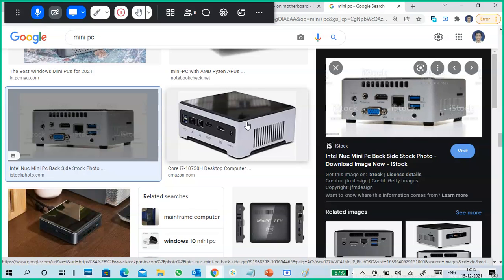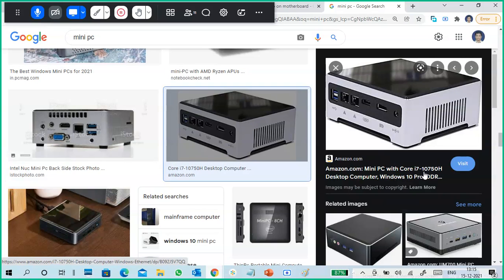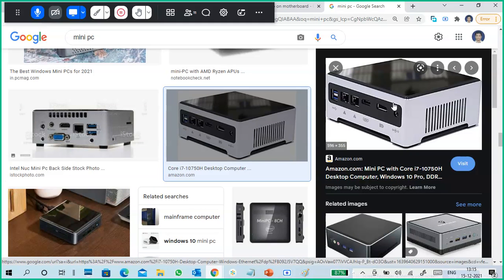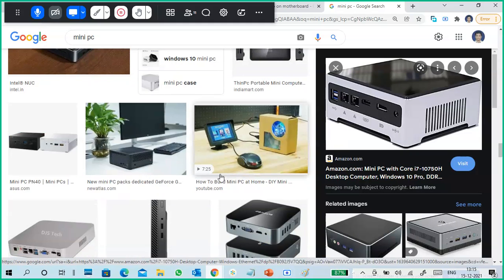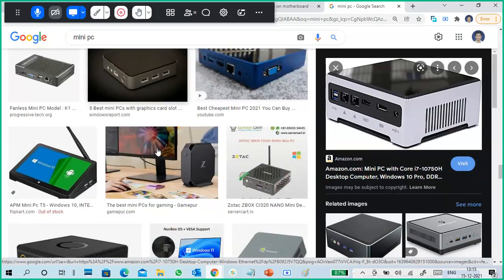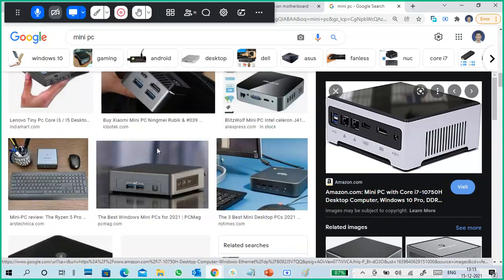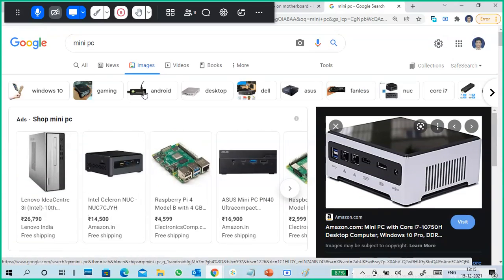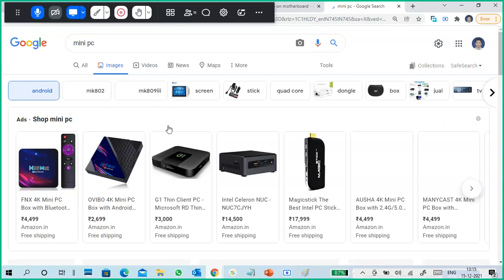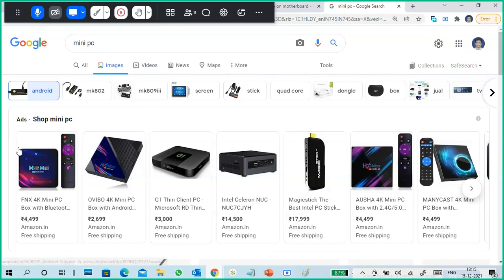See, this is an i7 processor, small in size. An i7 in this size, really. These mini PCs are different. This one is pen drive type. This one is Android kind of stuff. That is a different part.